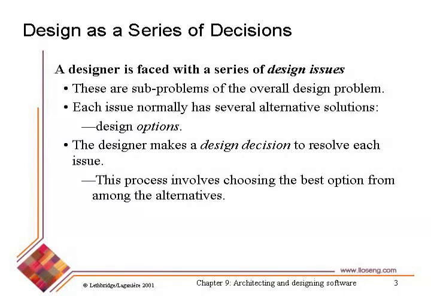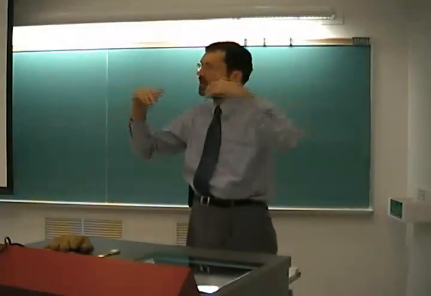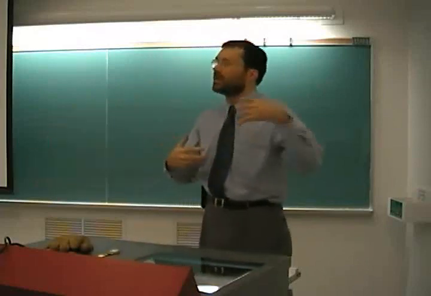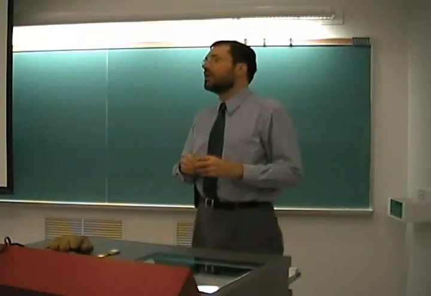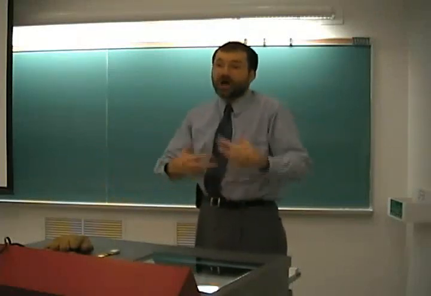And the idea is that you choose the best option from among the alternatives, but best is often somewhat subjective, depending on your background, depending on very fine balancing of a number of forces that play upon the decision. One designer might make one alternative choice and another might make another. So for example, one of the most common design decisions is, do I do this in, say, Java or C++?